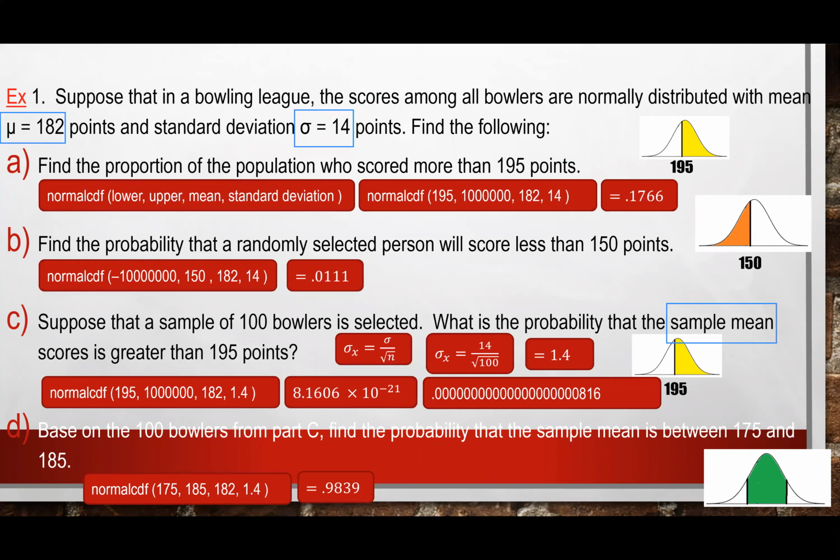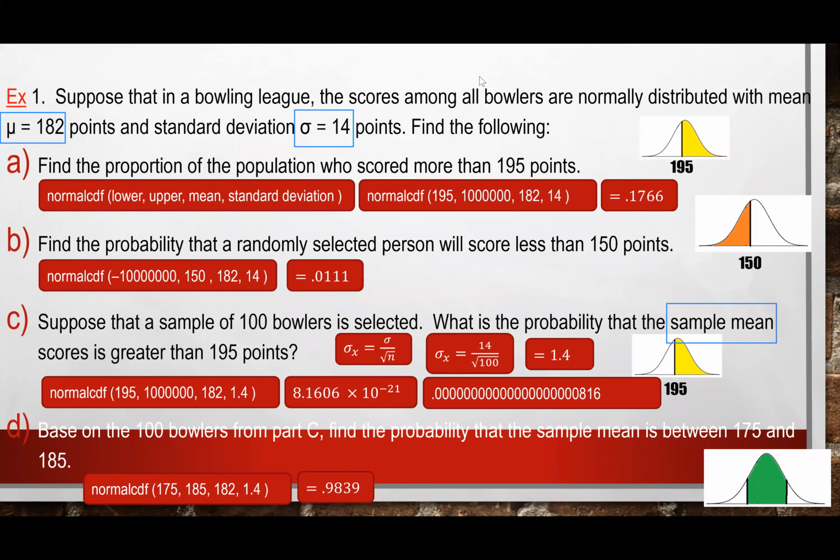Based on this, the answer will be 0.9839, which is in between. Those are the two endpoints that you will be using. If you're looking for the area to the right, you start with a small endpoint and end up with a humongous number, which for me is 10 million. If you're looking for the area to the left, you start with a negative 10 million, and your upper endpoint is the point that we're looking for. So distinguish the left side, the right side, and in between.